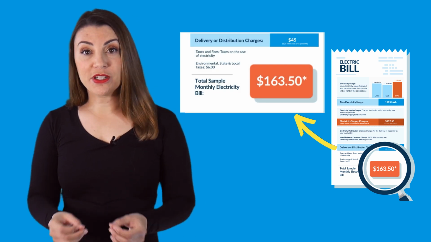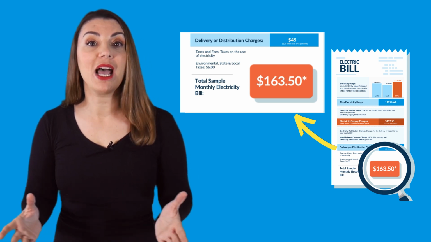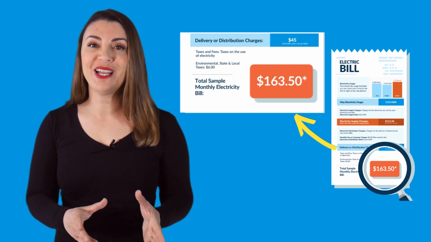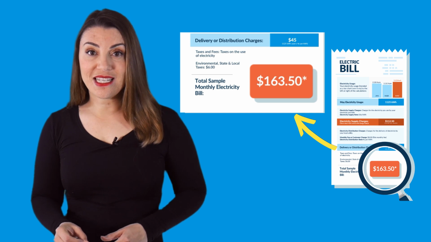Delivery charges refer to the fees associated with maintaining and operating power lines and other electric infrastructure used to deliver power from the supplier to your home or business. Your utility company uses these funds to pay for poles, wires, and professional workers.